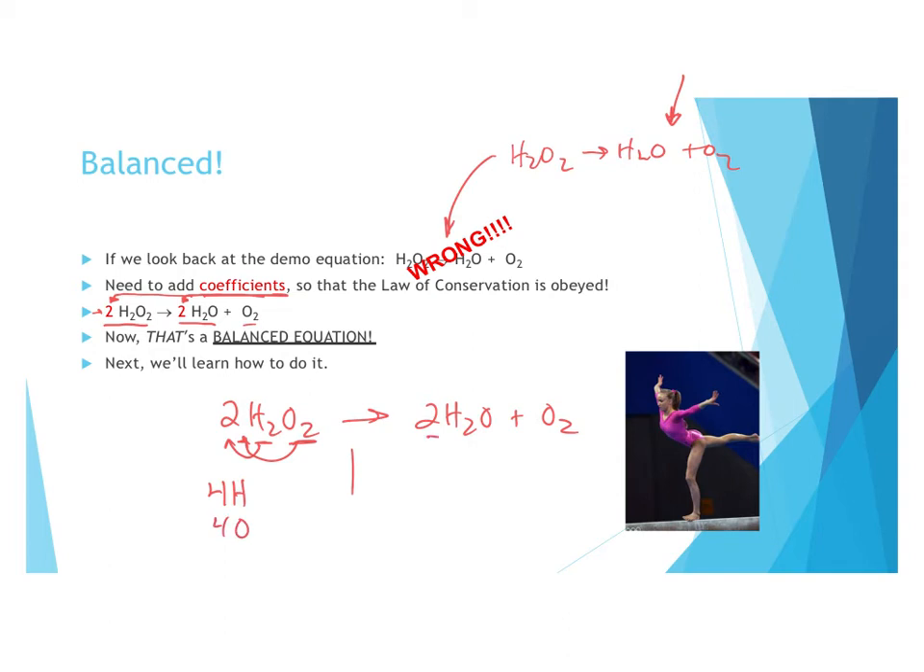Afterward, we have 2 hydrogens in the formula times the 2 out in front. So that's 4 hydrogens. Also in that formula, we have 1 oxygen times the 2 out in front. So that's 2 oxygens. Plus, we still have 2 more oxygens over here. So that gives me 4 oxygens. So 4 hydrogens before, 4 hydrogens after. 4 oxygens before, 4 oxygens after.